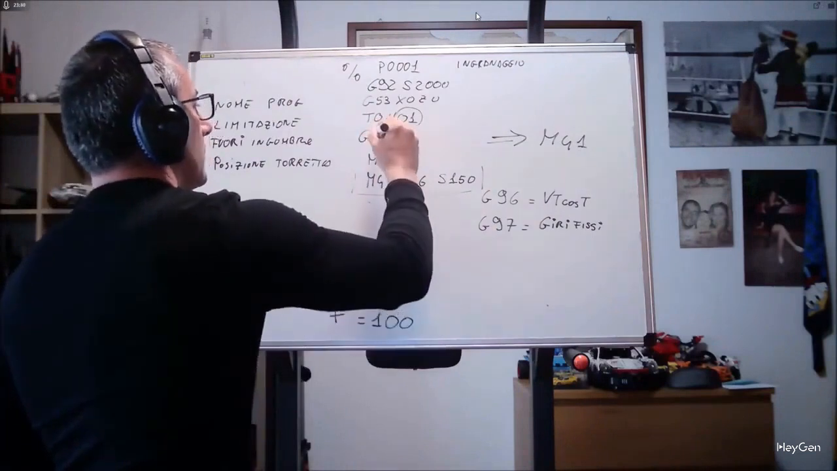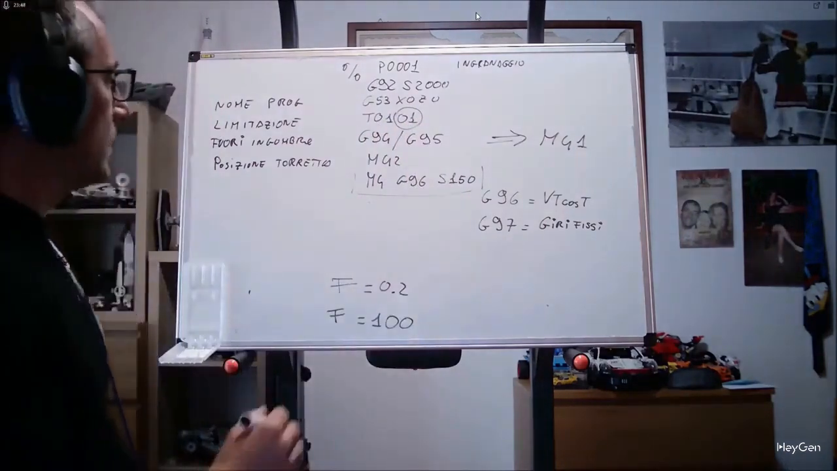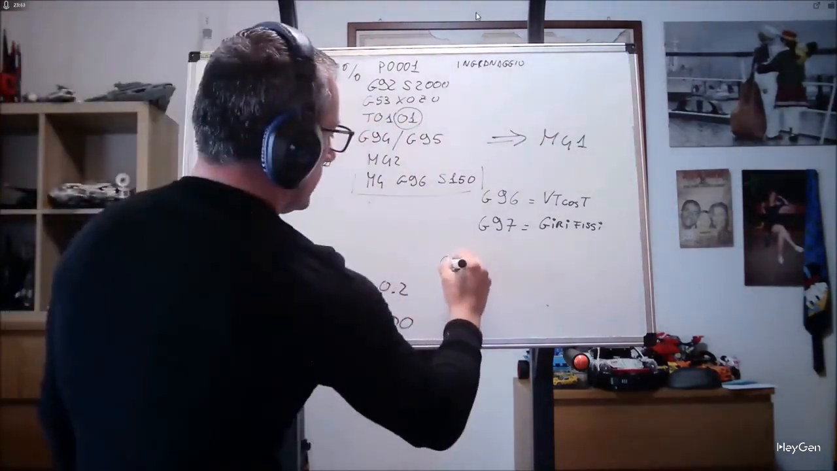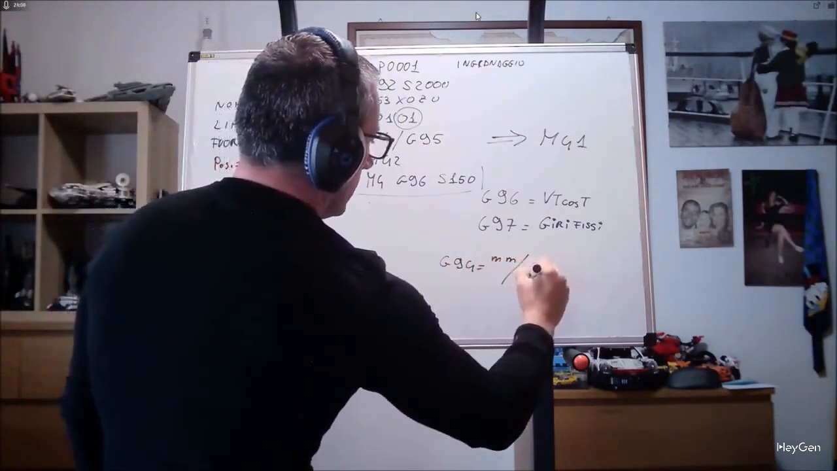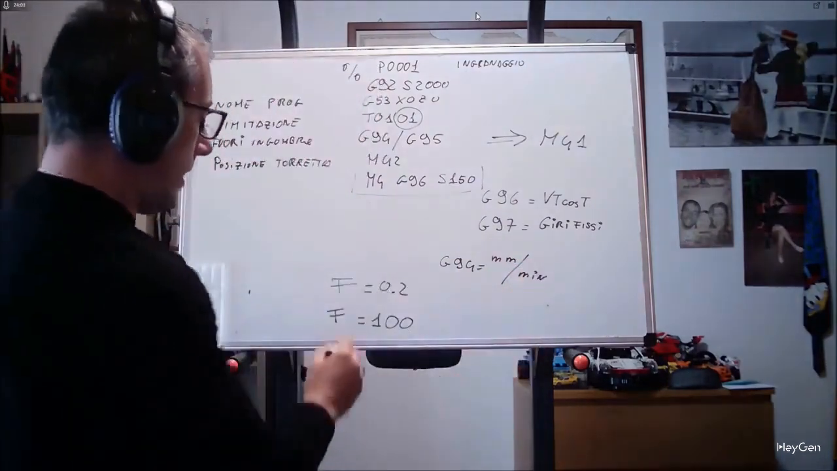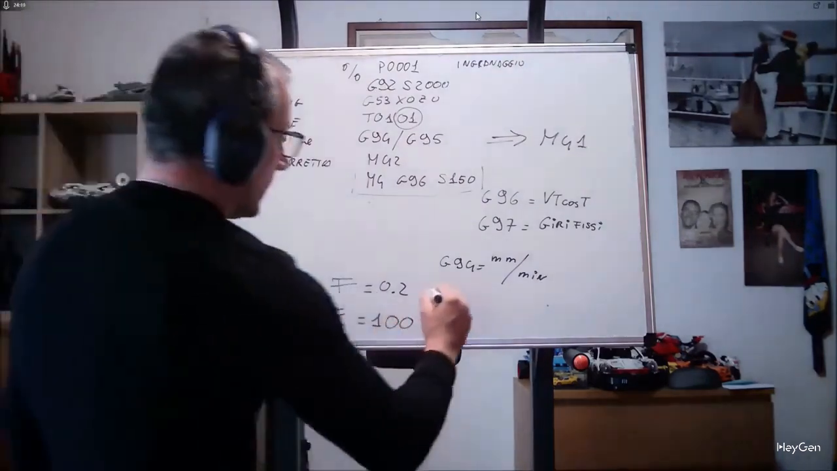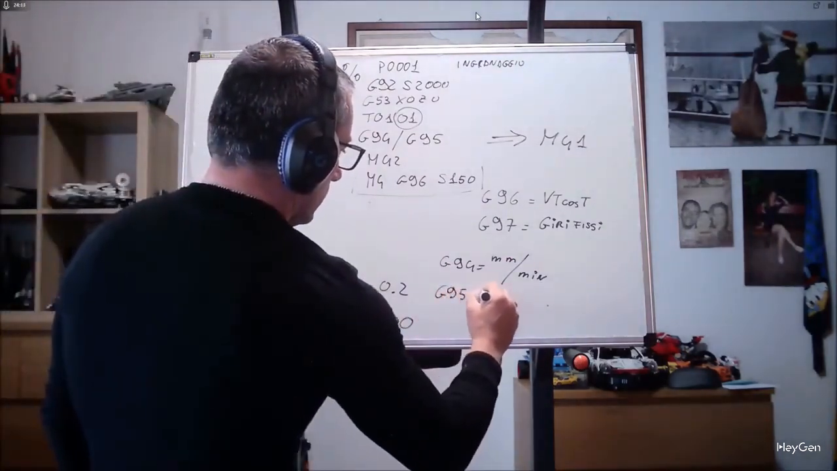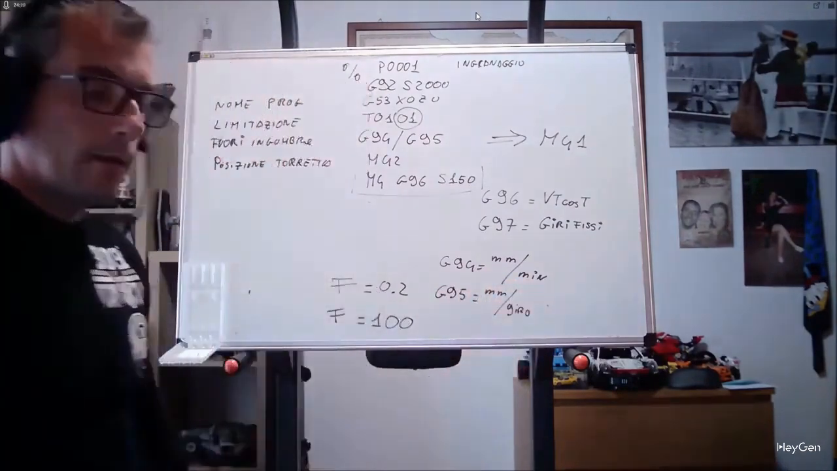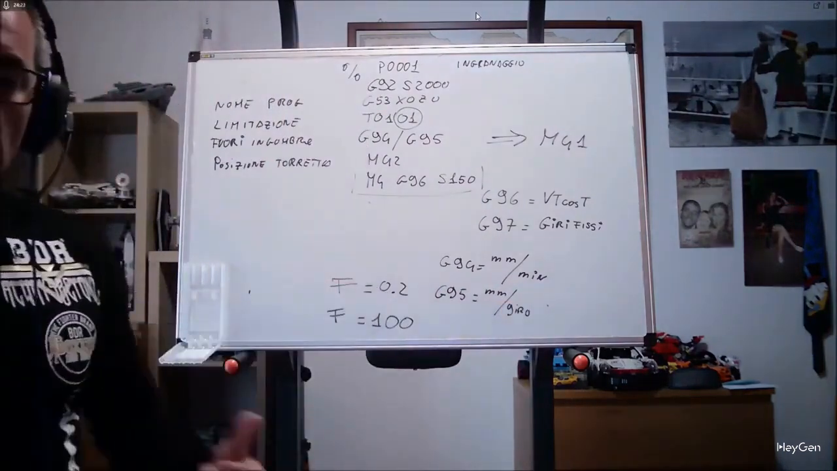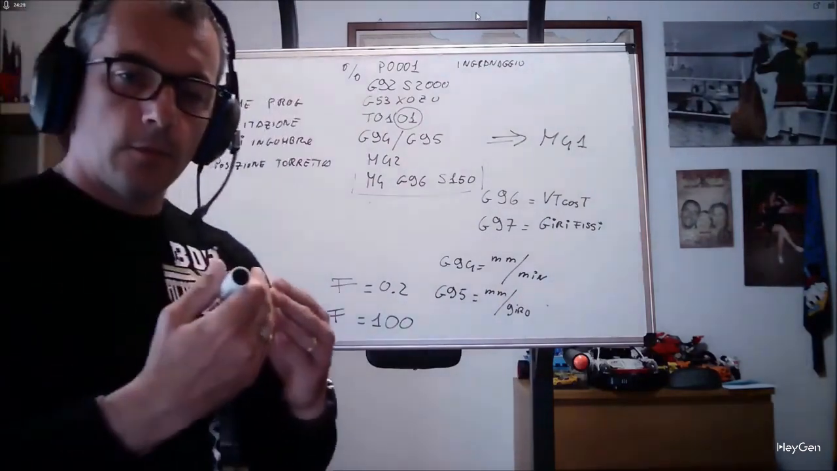Remember, I had previously set G94 and G95 here. If I input G94, my F will be expressed in millimeters per minute, meaning F100 means I have to cover a distance of 100 millimeters in 1 minute. G95 equals millimeters per revolution, which means that for each revolution of my self-centering chuck, my tool will advance by 0.2 mm. So to make 1 millimeter I need 5 revolutions.